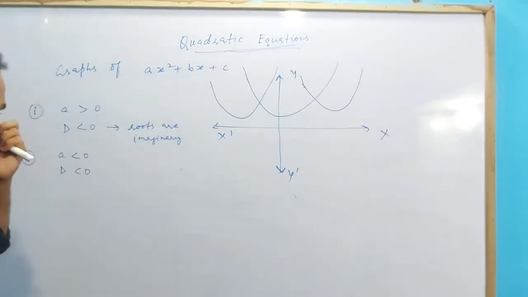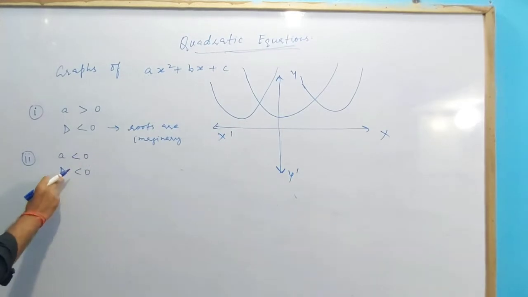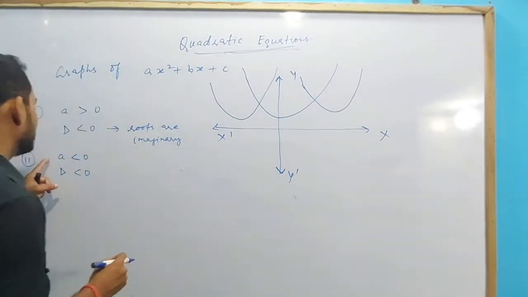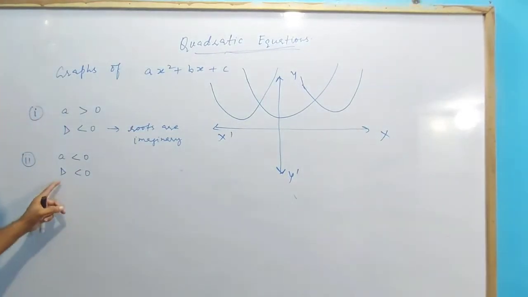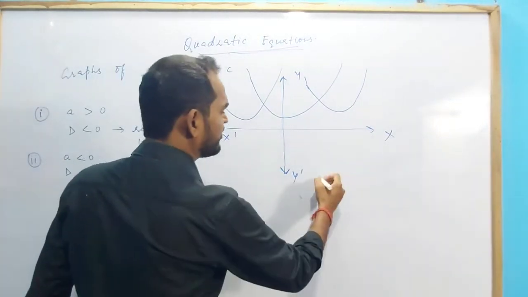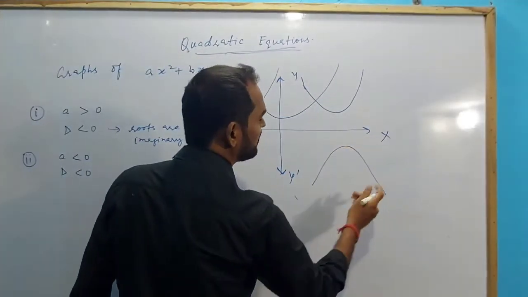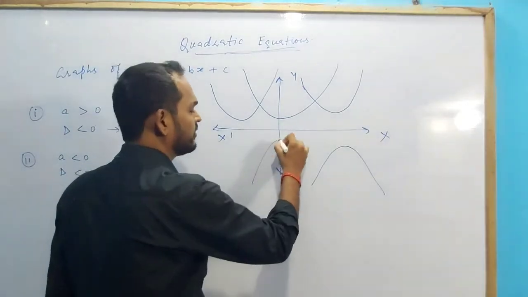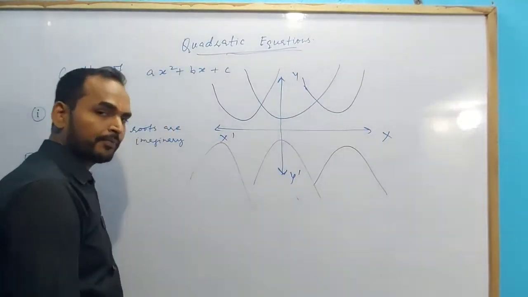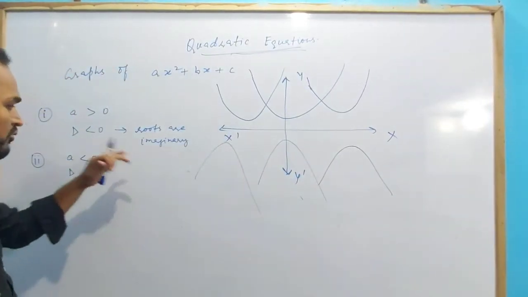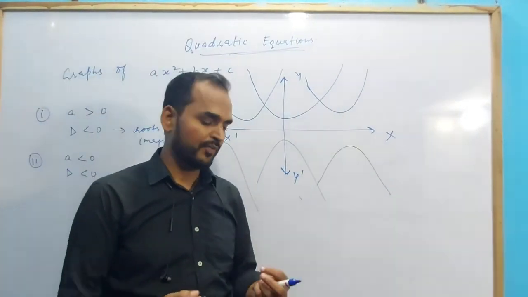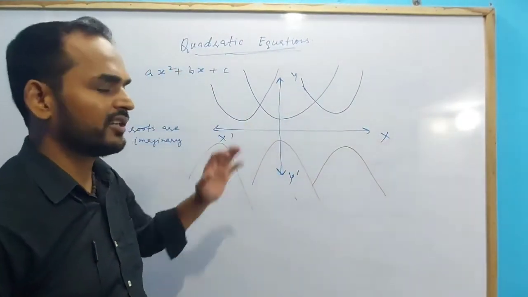Keep it in mind. In the second case, when a is less than 0 and d is also less than 0, what would happen? Simple. A is less than 0, so downward, and since d is less than 0, in the same graph it will be like this. It will not touch the x-axis anywhere. Got it? A downward parabola. So these are the three main cases in the graph that I wanted to share with you.